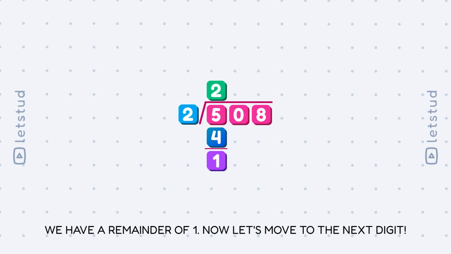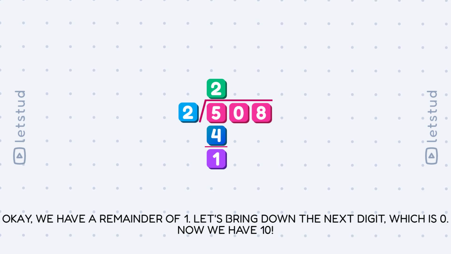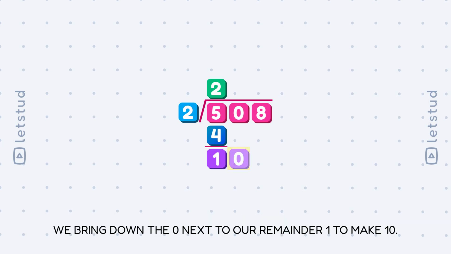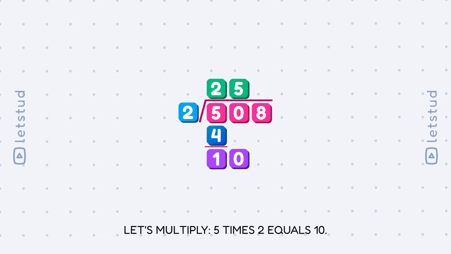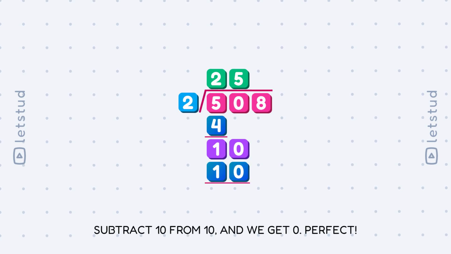We have a remainder of 1. Now let's move to the next digit. Okay, we have a remainder of 1. Let's bring down the next digit, which is 0. Now we have 10. We bring down the 0 next to our remainder 1 to make 10. How many times does 2 go into 10? You got it, 5 times. Let's multiply. 5 times 2 equals 10. Subtract 10 from 10 and we get 0.